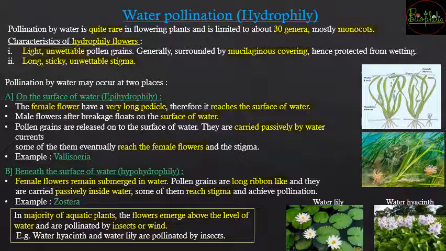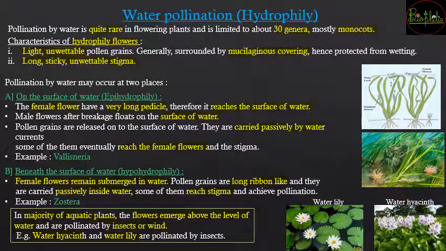So जिनके flowers पानी के surface के ऊपर है, they are not pollinated by water. Only those who are below the surface of water, they are pollinated by water. So यहाँ पे कौन से aquatic plants है whose pollination occurs by wind or insects? That is water hyacinth and water lily.